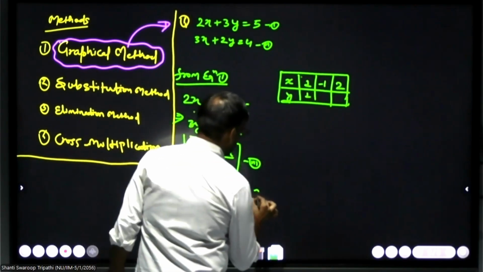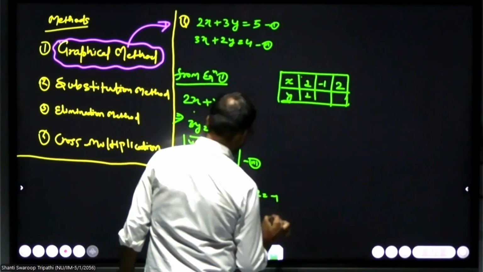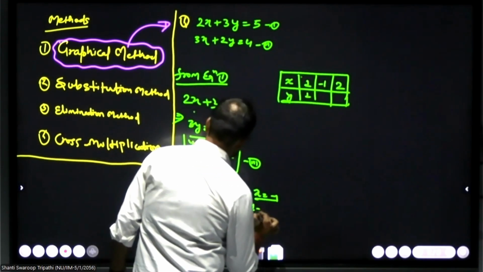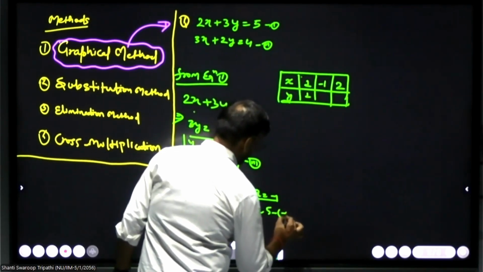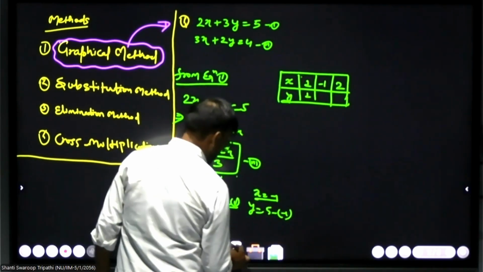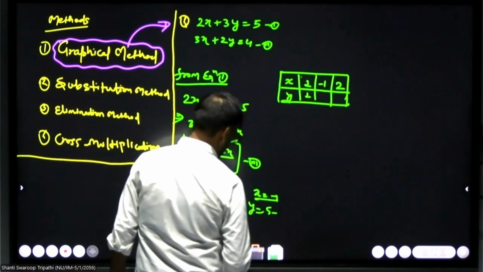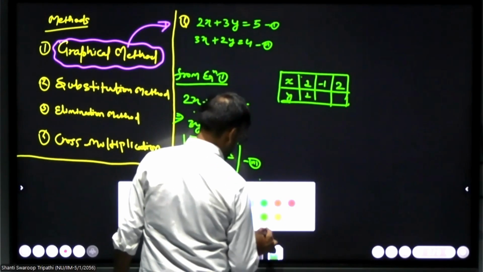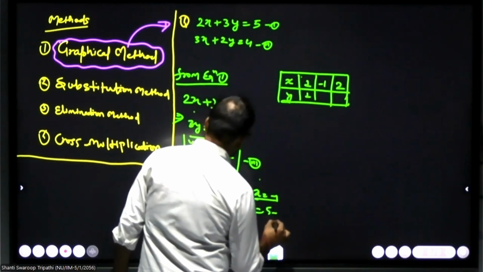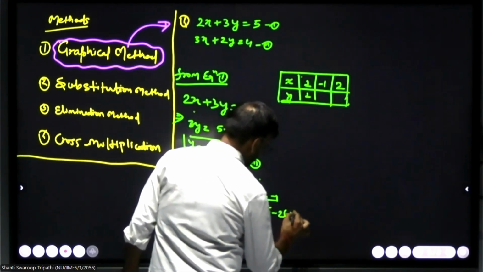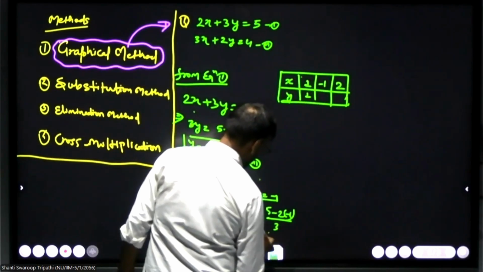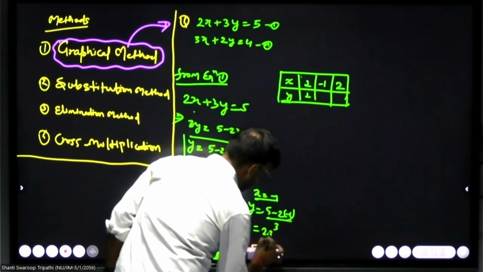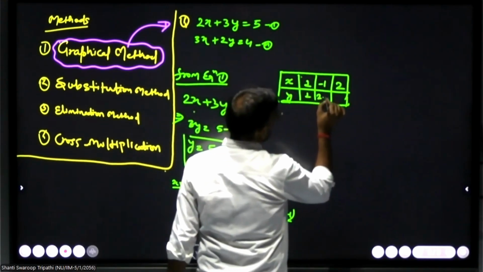Now x equal to -1. What are we getting here? Y is equal to (5 minus 2 into -1) upon 3. That will be 7 by 3, and 7 by 3 will be 2.33. So here we are getting 2.3.